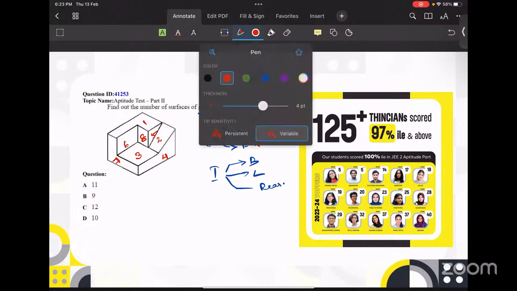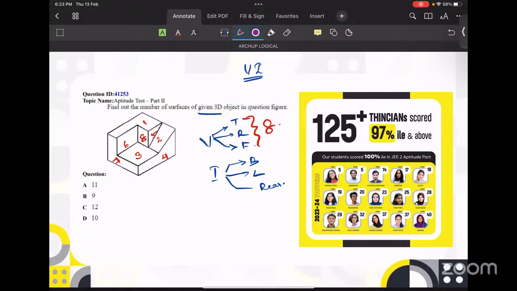Now go for invisible ones. Bottom, 1. Left, second one. So total 2. And from the rear, this one, 3. So over here, only 3 faces on the invisible side. So 8 plus 3, it is 11 actually. An 11 faced figure. Option A, 11, is the right answer.